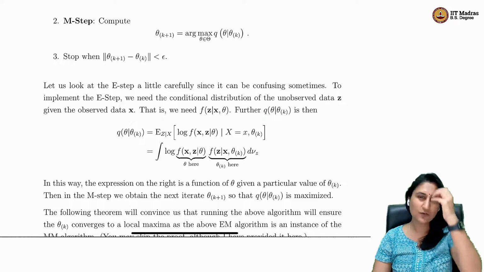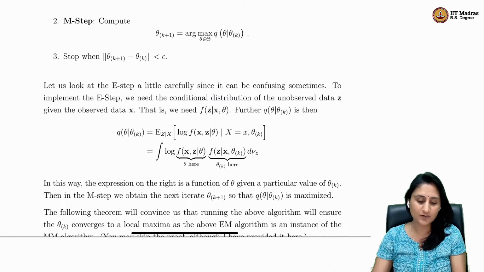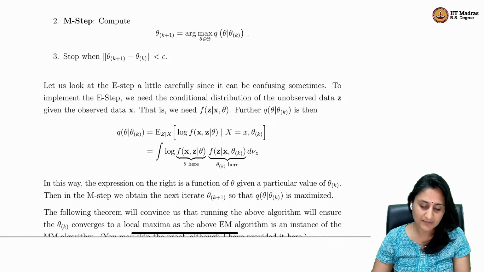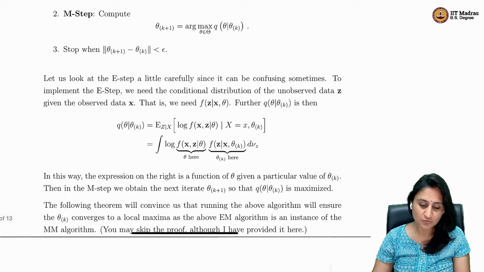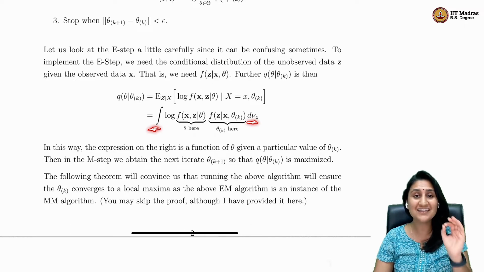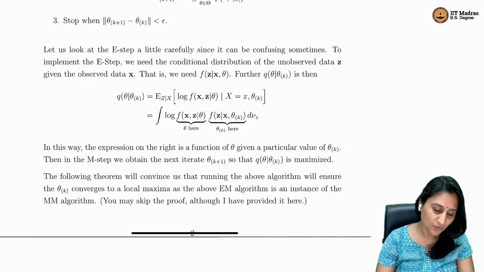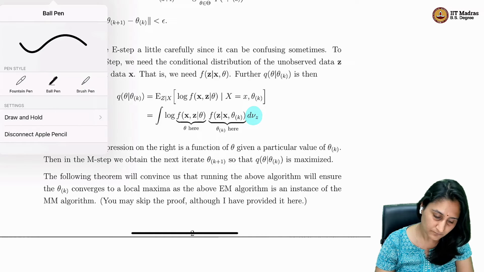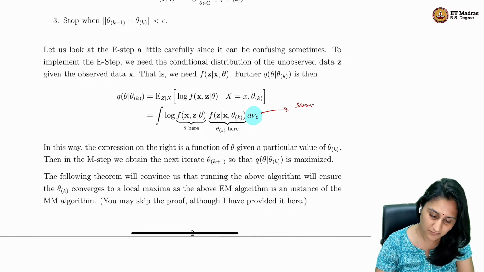Then once I have this understanding of what z given x and theta look like, Q of theta given theta k is this expectation, which is nothing but the integral of the log of the complete likelihood times the distribution with respect to which I'm taking the expectation, which is f of z given x comma theta k, integrated with respect to dvz, where dvz denotes summation or integration.